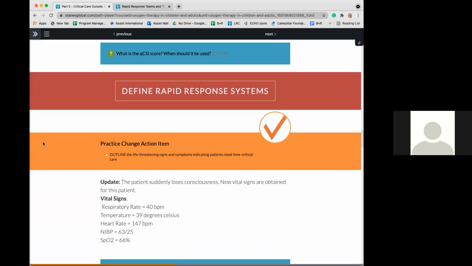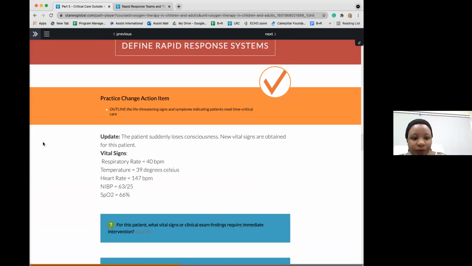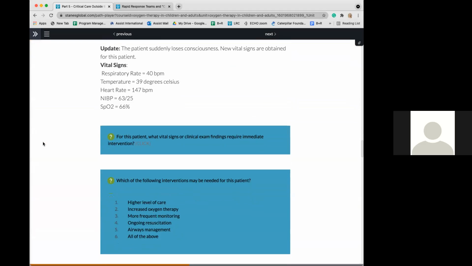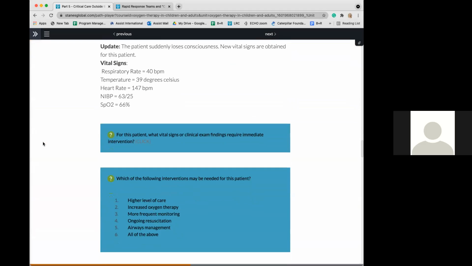Yeah, so the next question is, which of the following interventions may be needed for this patient? Looking at the above presentation, the current scenario, and the above vital signs that we have, which of these interventions do you think would be appropriate for this patient?